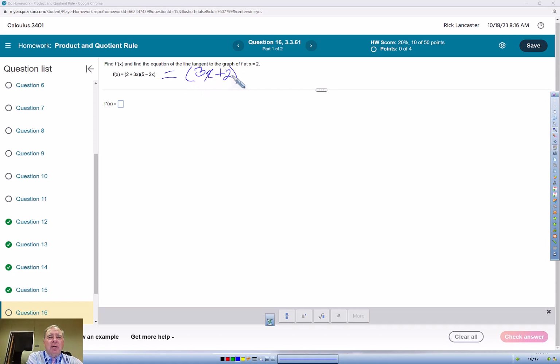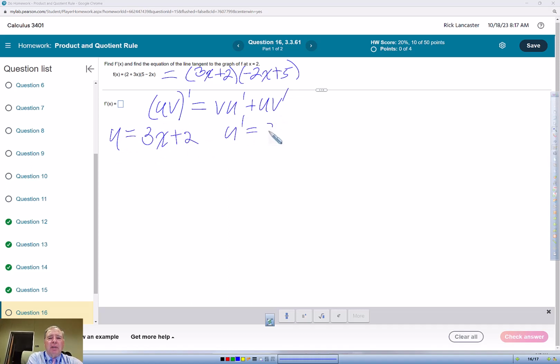3x plus 2 times negative 2x plus 5. This is a product of two linear functions, so I'm going to write the product rule. u times v prime is vu prime plus uv prime. u is 3x plus 2, so u prime is 3. v is negative 2x plus 5, so v prime is negative 2. We'll put the whole thing together to get the derivative.